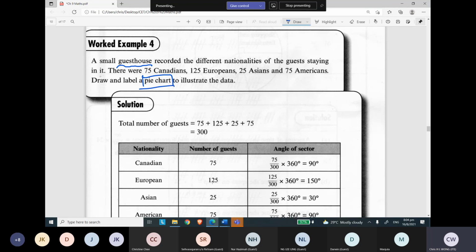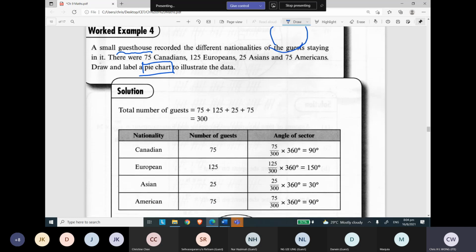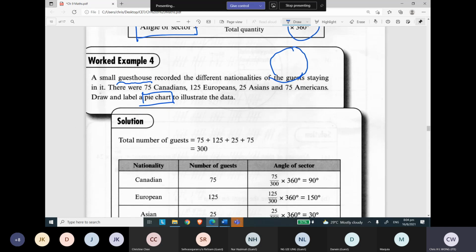First of all, you take the whole thing as 100%. If I'm going to draw on a pie chart, I need the degree, isn't it? Or else how do you draw accurately? I need the degree. So I take the Canadian first. When you add up the Canadian, European, Asian, American together, it gives you 300 guests. So this is the total.